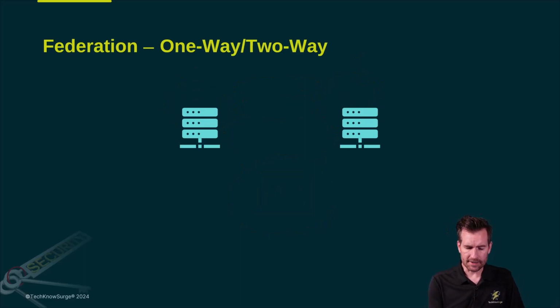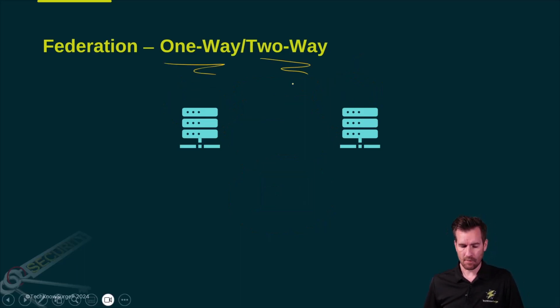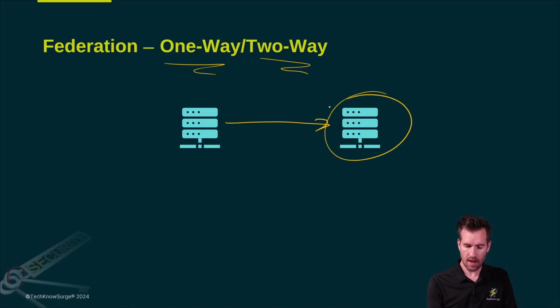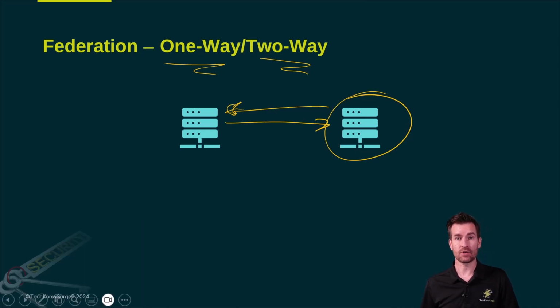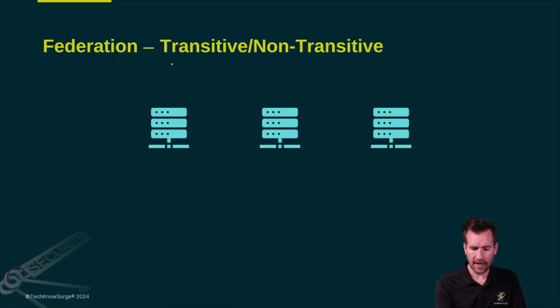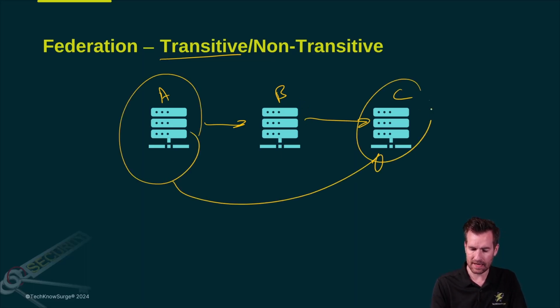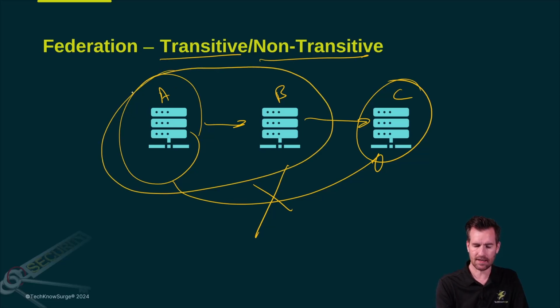A federation trust could either be one-way or two-way. One-way would just mean that one organization trusts another organization, but the reverse is not true. A two-way, obviously, would be where they trust each other. There's also something called a transitive trust. If company A trusts company B, and company B trusts company C, then company A trusts company C. If it's non-transitive, that means this would not be the case, that company A just trusts company B.